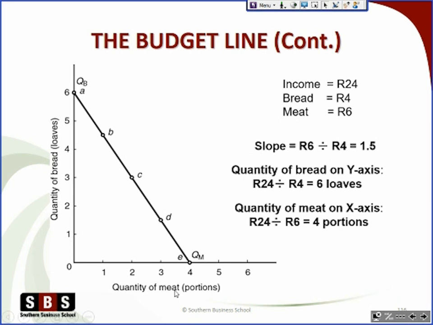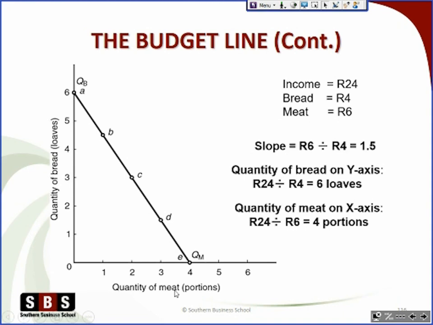So the slope of a budget line. I think there's a question about this in the exam. The slope of the budget line is nothing else than the marginal rate of substitution, but let's stick to the slope. The slope of the budget line is calculated by taking the price divided by the other price. The price on the x-axis divided by the price on the y-axis. So there's 4 portions of meat, but remember the price of meat was 6 Rand. So it's the price of meat divided by the price of bread. So it's always the price on the x-axis divided by the price on the y-axis.